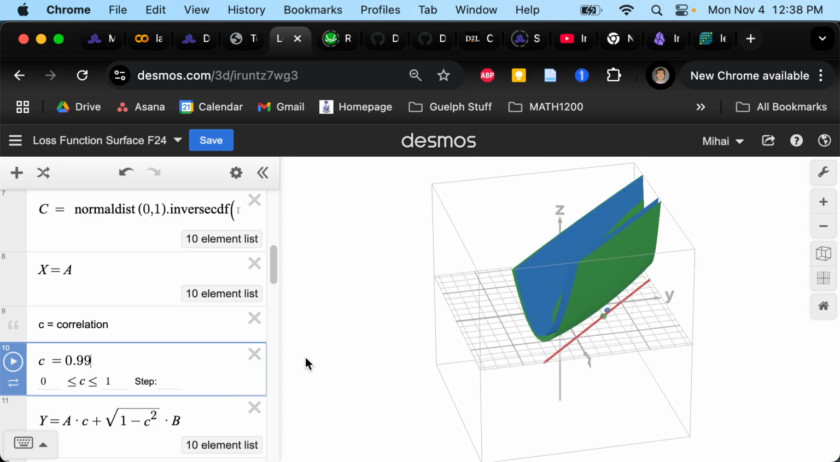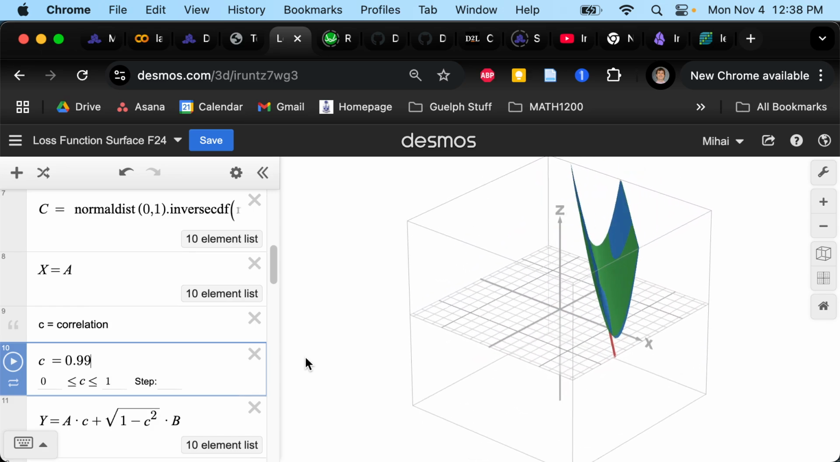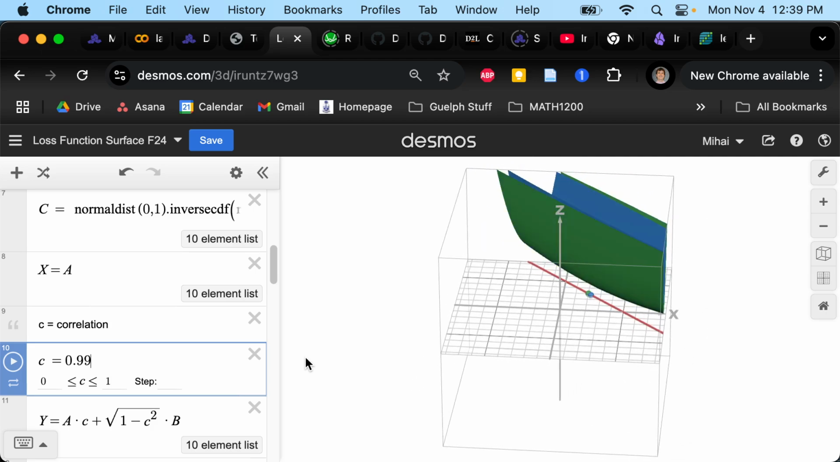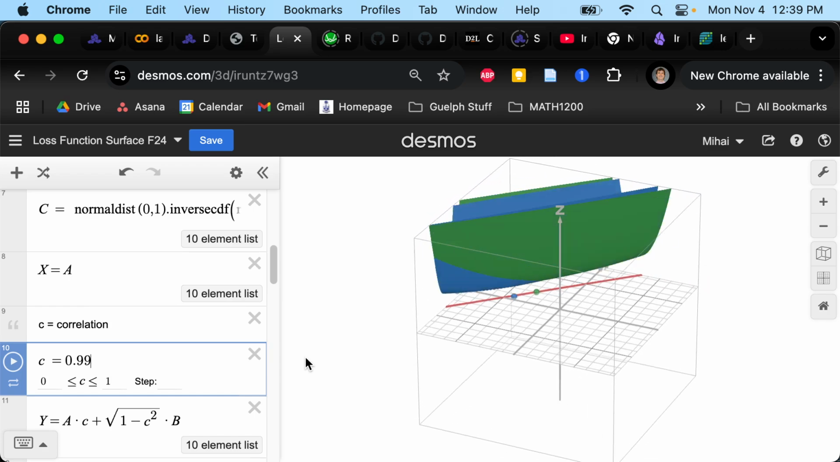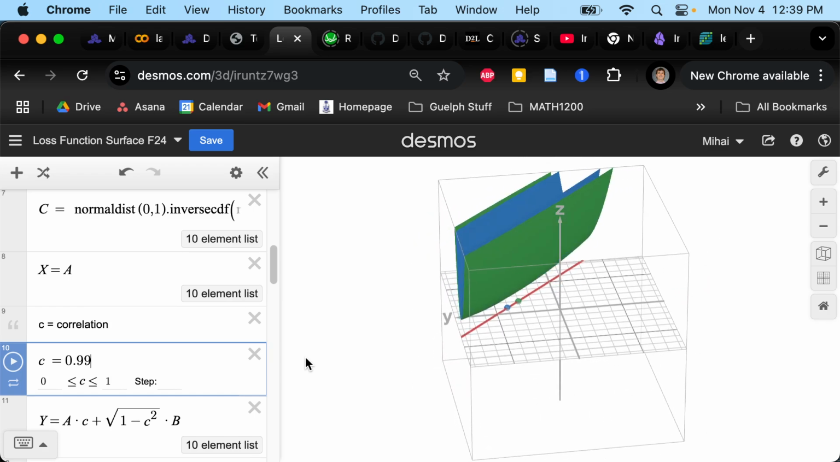So this is my little representation, my little cartoon of why multi-collinearity is, quote, bad in linear regression. Any questions or comments? Is it making sense?